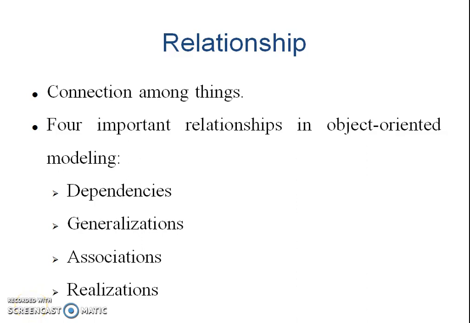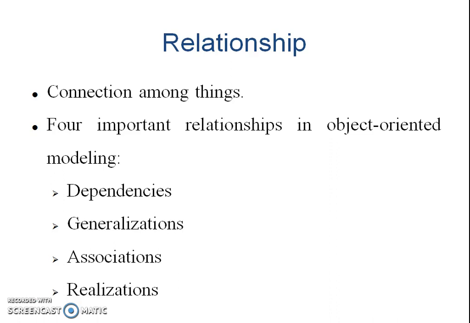Hello friends, in this session we will talk about the relationship in UML. Relationship is a way to tie things together. So I can say it is a connection among the things. Things, you know, can be structural things, behavioral things and grouping things.